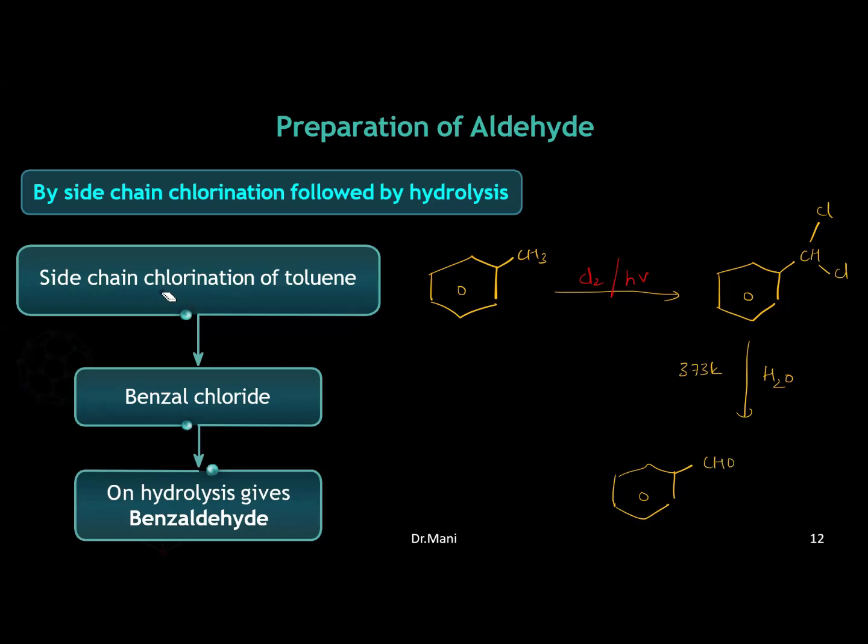So first, what happened? Side chain chlorination of toluene will happen. Whatever the toluene is there, you remove the hydrogen, you put the chlorine. So like that, you will be removing two hydrogens and you will insert two chlorines. So that's how it will turn out to be CHCl2. And you do the hydrolysis at 373 Kelvin, at 100 degrees Celsius, it will convert into CHO, I mean benzaldehyde, aldehyde group.